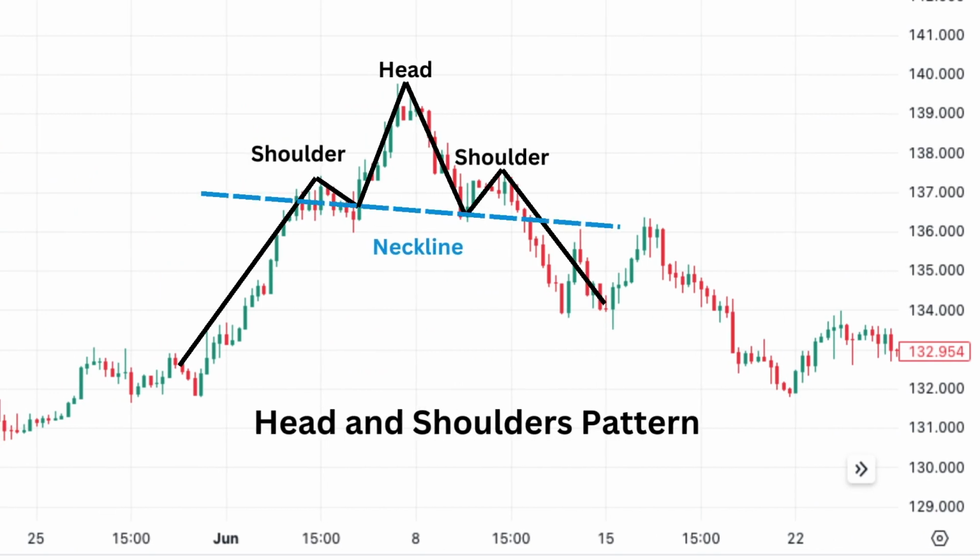It's a very popular and easy to spot chart pattern in technical analysis, and it consists of a baseline with 3 peaks. And it's one of the most reliable trend reversal patterns you will find. You get the normal upright head and shoulders pattern, which signifies a bearish reversal, and then you get the inverse pattern, which signifies a bullish reversal.